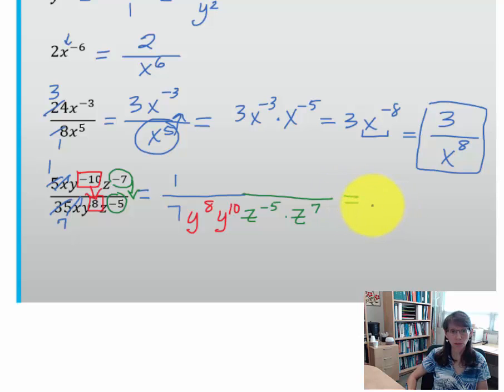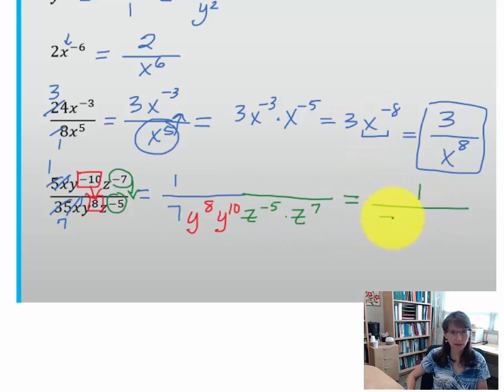And now we're ready to simplify. So the only term I have in the numerator is 1. We must keep 1 in the numerator. You can't just pretend it's gone. We're going to have a fraction for the answer, okay? So we must keep 1 in the numerator.